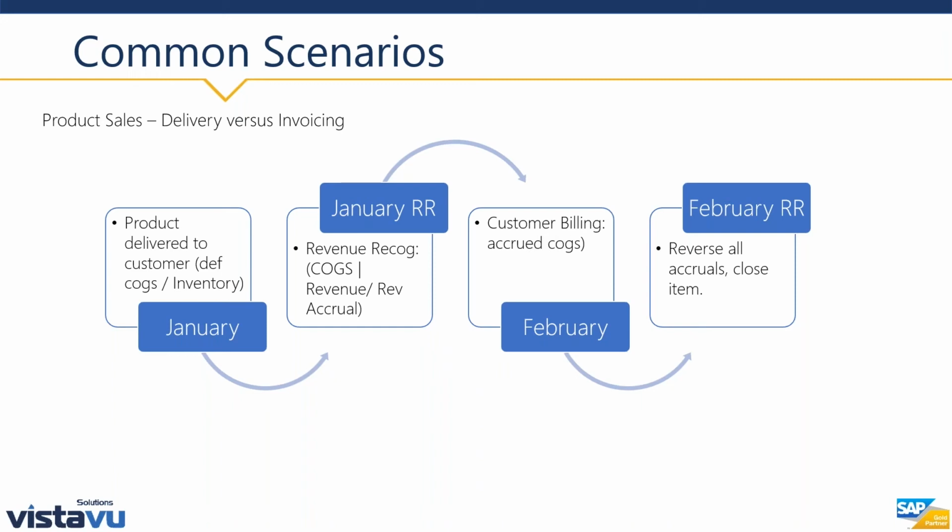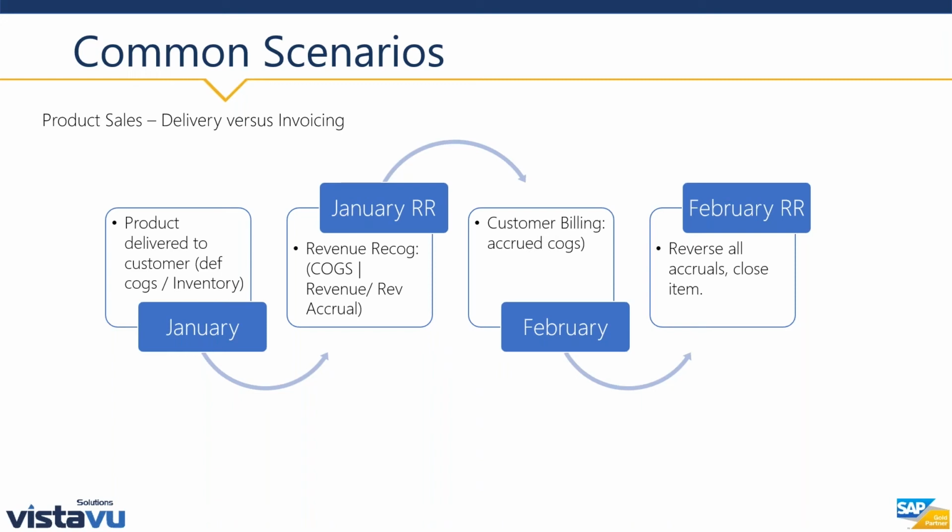So really, it's just a matter of testing, getting your scenario set up to the way you think it's going to work, testing it, and then validating all those entries. So I'm just going to run you through a couple, maybe simple towards the most complex, just to give you an idea of scenarios that we often see. So here's a common scenario, which is product sales. Delivery versus invoicing happening in different periods.